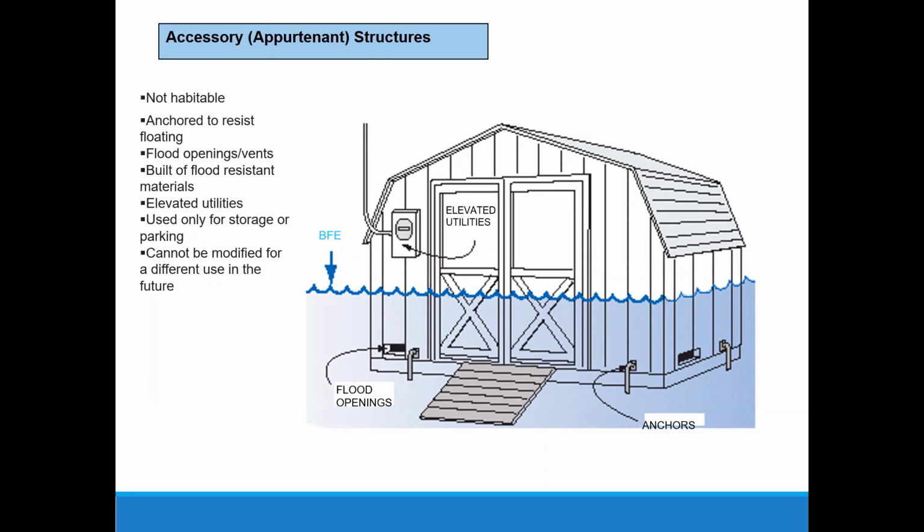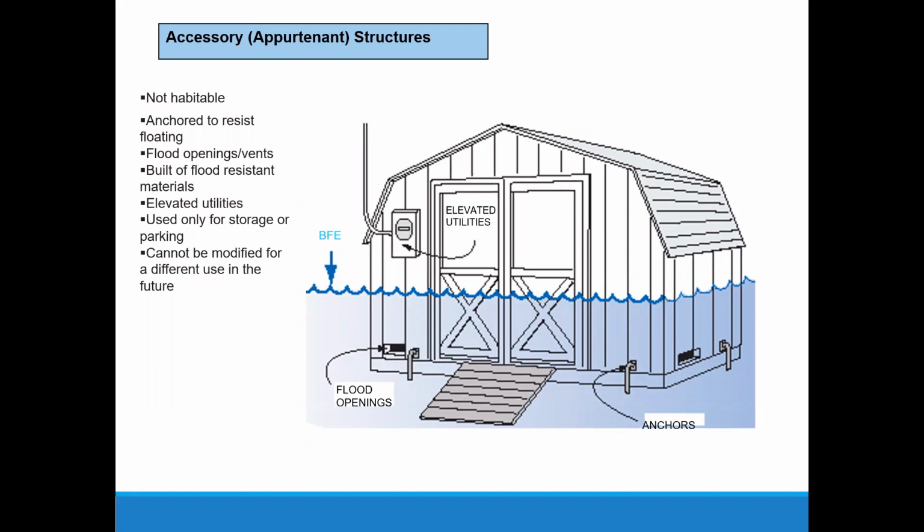it might be nice to have a printout like this to give to people when they ask for a permit on an accessory structure, to make sure that they understand the requirements of being wet floodproofed and having elevated utilities, used only for storage or parking. And that use cannot be modified later on. There's no habitability, no entertainment purposes, no manufacturing or retail or anything like that. I've tried to see people get away with calling something like that an accessory structure that doesn't meet the use requirements.